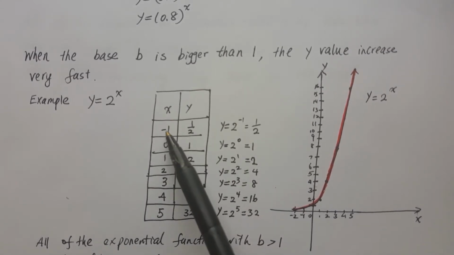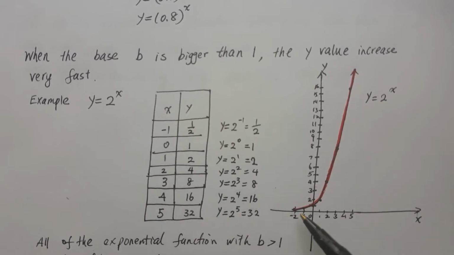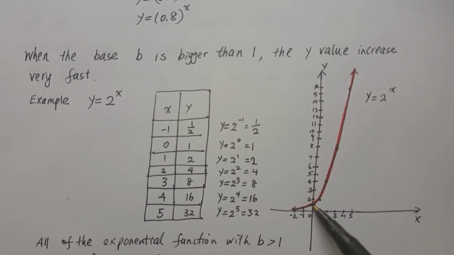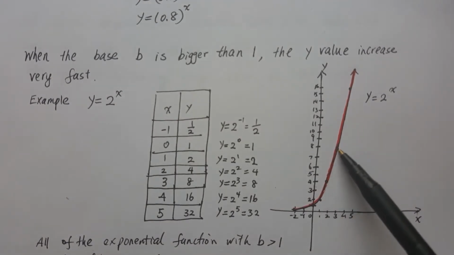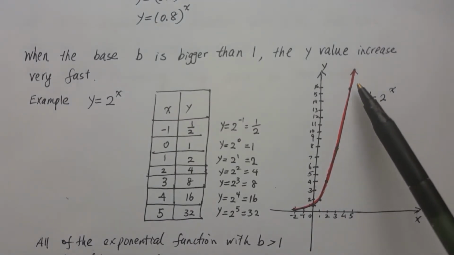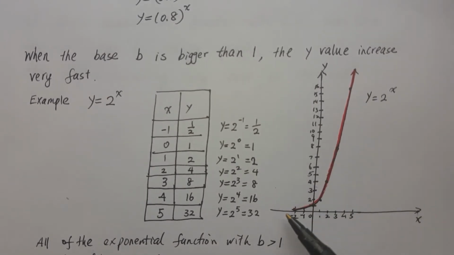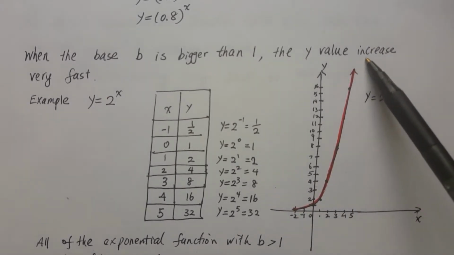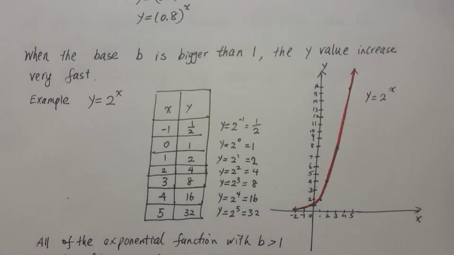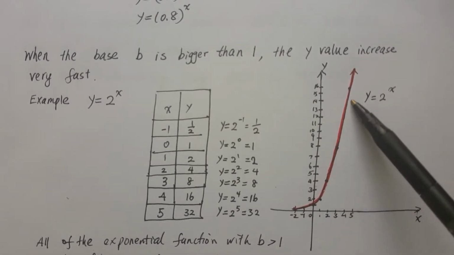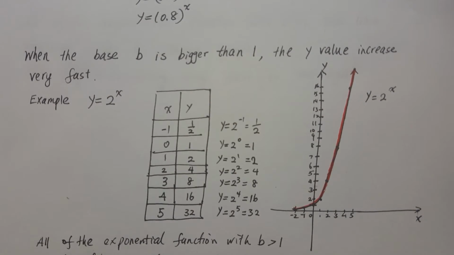So now we're going to plug the points, -1 comma half, and then 0 comma 1, 1 comma 2, 2 comma 4, 3 comma 8, 4 comma 16. I cannot graph the 5 comma 32, but you can see the pattern. This increased so fast. It goes really, really fast, increase very, very fast.